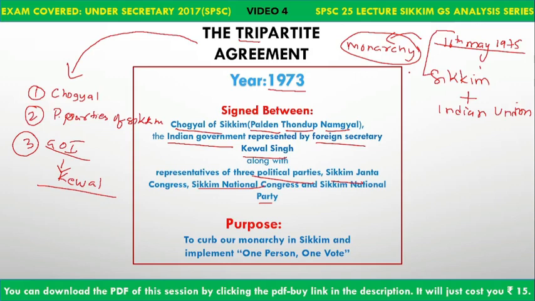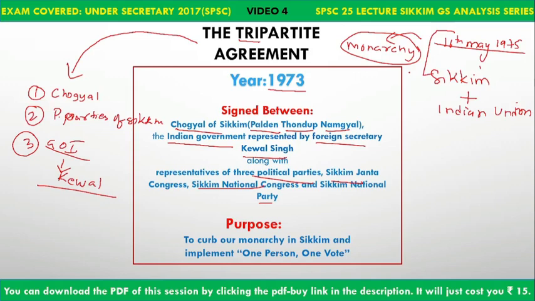When was the tripartite agreement signed? It was signed in the year 1973. Between whom was this agreement signed? It was signed between the Chogyal of Sikkim, that is the last Chogyal. The name of the Chogyal is Palden Thondup Namgyal. So the agreement was signed between the Chogyal of Sikkim and political parties of Sikkim and the government of India represented by the Foreign Secretary Keval Singh.